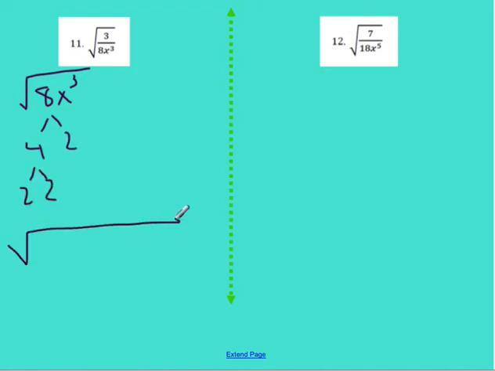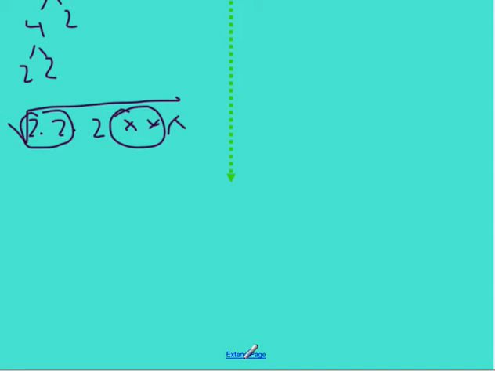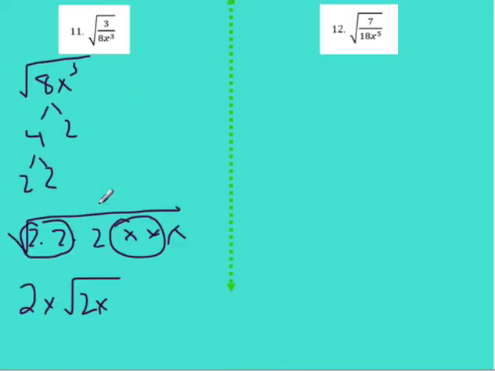So underneath that radical, I end up having 2 times 2 times 2, and then 1, 2, 3 x's. So now I'm going to circle my pairs. I have a pair of 2's here, and I have a pair of x's there. So now I'm going to take out that pair of 2's and my pair of x's. Then left underneath the radical is 2x. So that's what my simplified version is going to be.